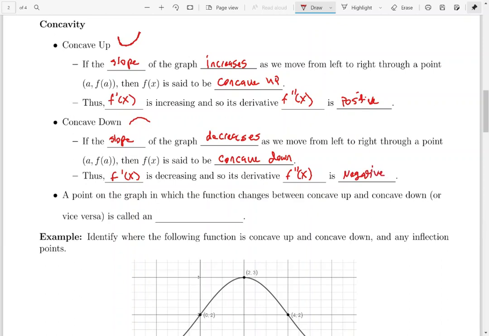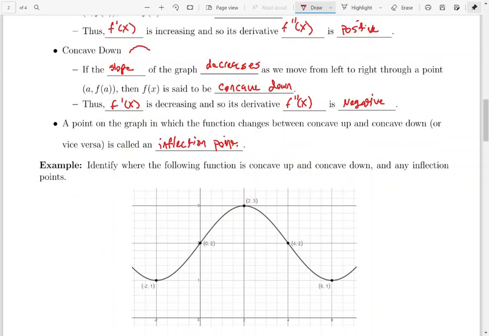Then we're going to say that a point on the graph in which the function changes between concave up and concave down, or vice versa, is called an inflection point. So now let's look at this and identify where the following function is concave up, where it's concave down, and any inflection points. I am going to label these in terms of inequalities, but you could convert those inequalities to interval notation if you so desired.